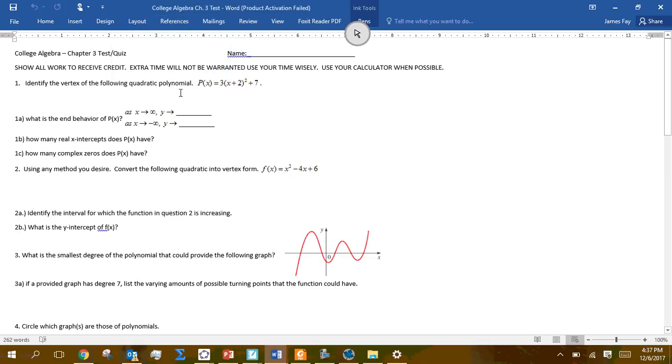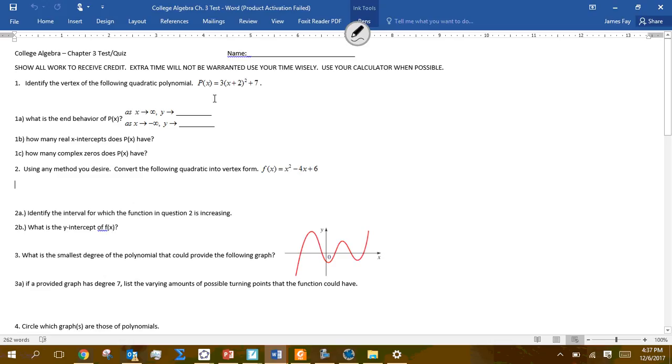I'm going to go through the solutions to this quiz or test with all the appropriate information. So identify the vertex of the following quadratic polynomial.